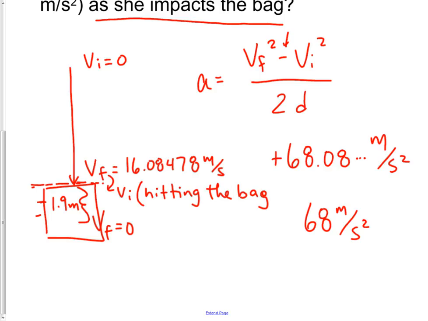That's still a pretty big acceleration. This definitely wouldn't feel good, but it's well below the 150 meters per second squared that causes concussions, and so she might be a little sore, but she's not going to be broken, and that's the point of landing on an airbag rather than on the concrete.